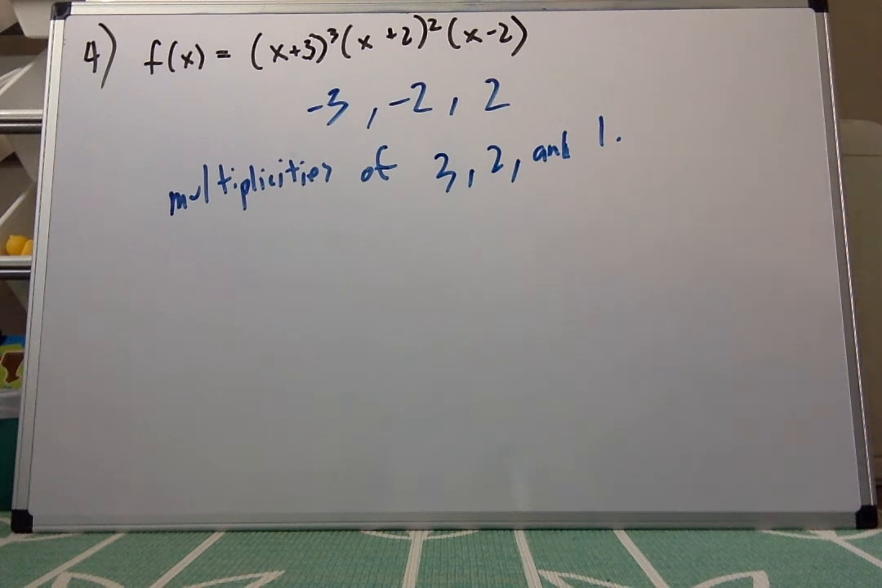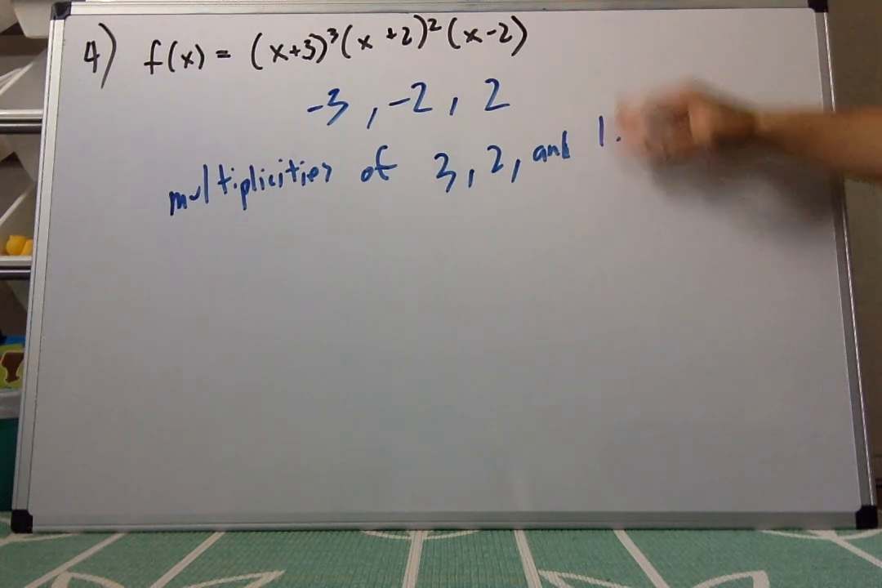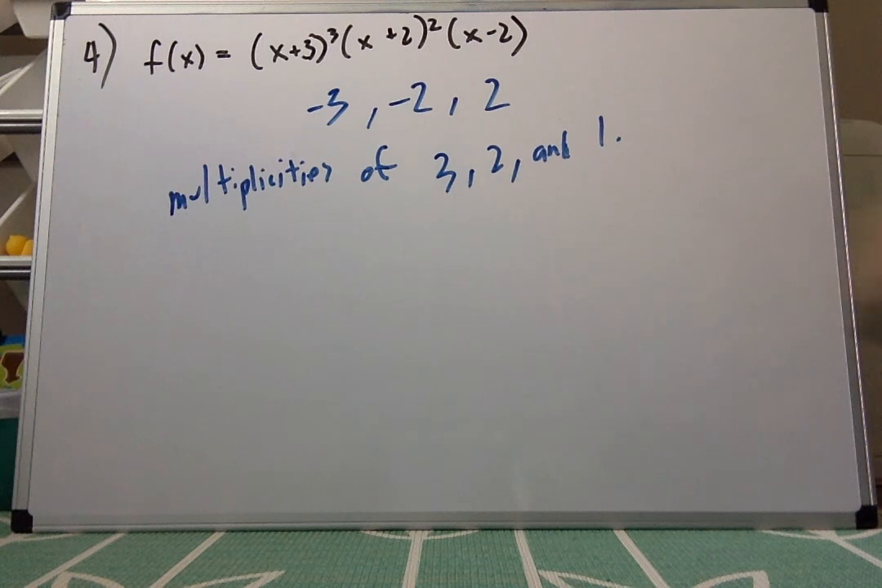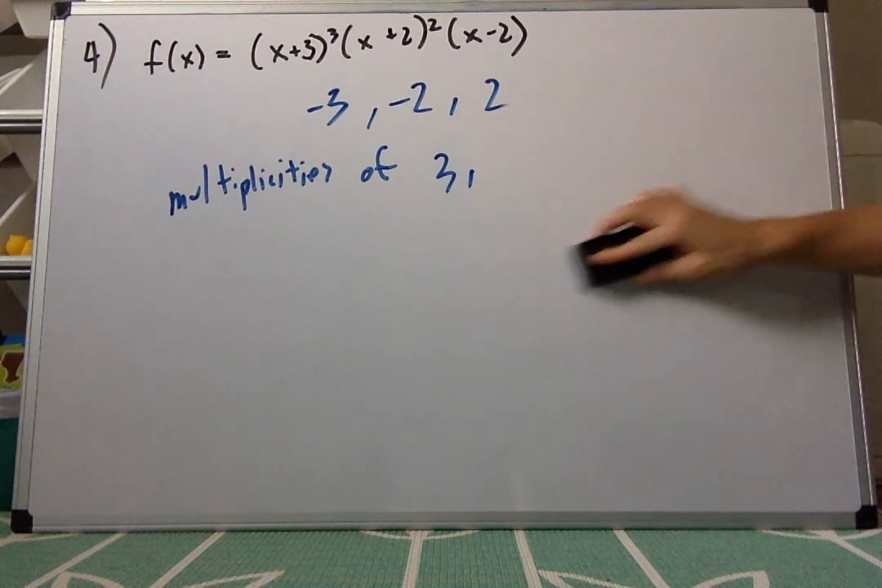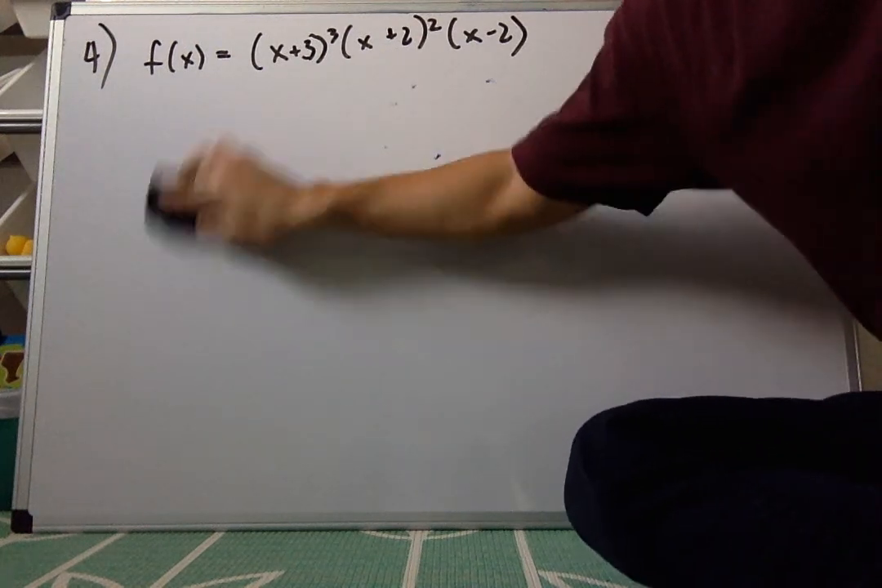Alright, the rest of the questions 5 and 6, they're basically the same idea, except I want to get to this point. I want to factor to this stage. And then I want to write out the zeros after that. Okay, so let's look at number 5. This is probably the hardest question.